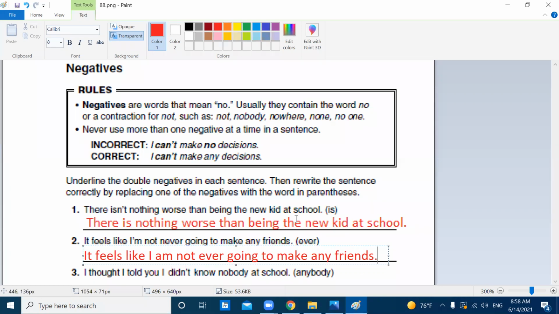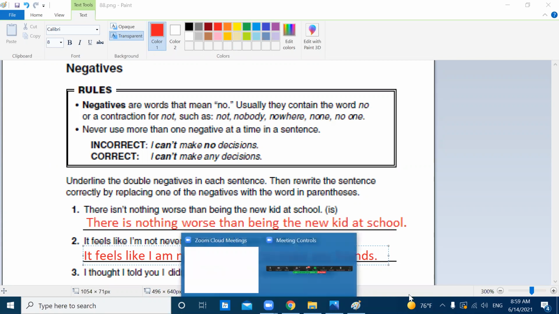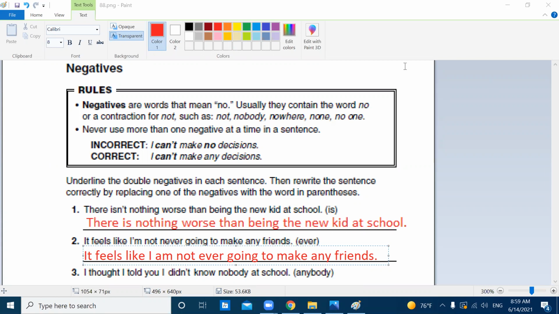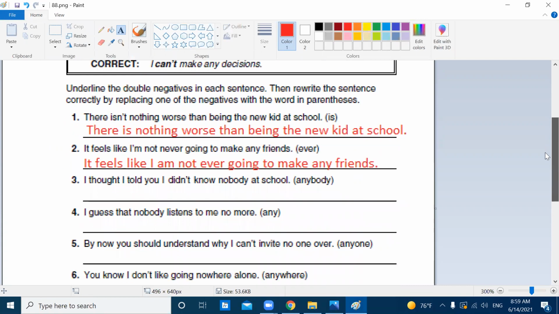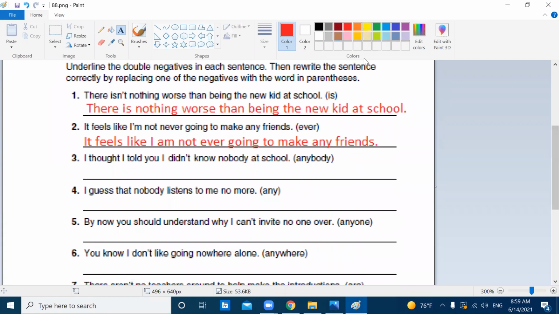All right, number 3. Read number 3 for us, please. I thought I told you I didn't know nobody at school. We're going to replace nobody with anybody. That's right. I thought I told you I didn't know anybody at school.